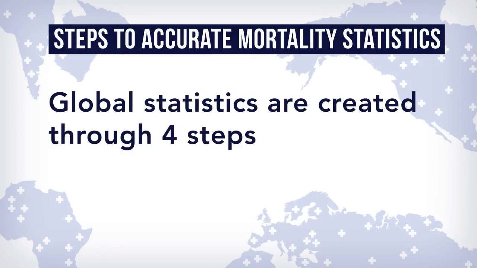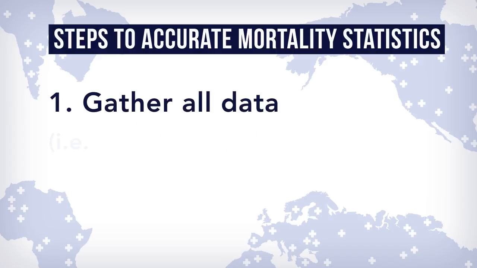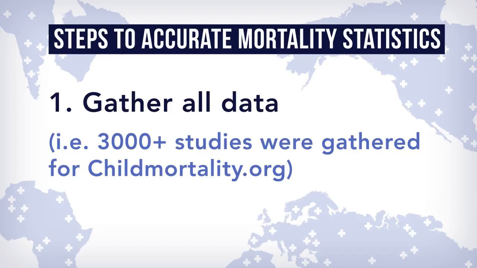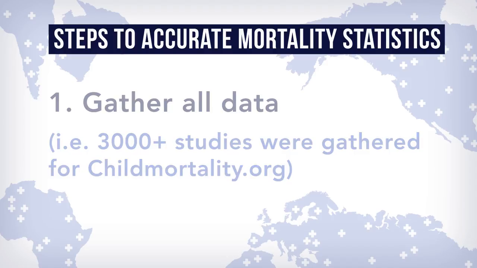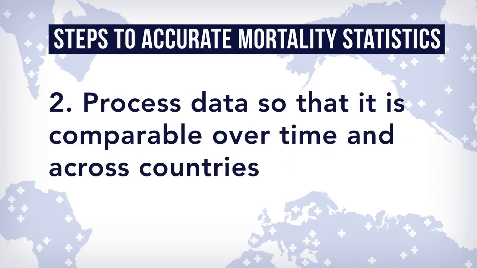Global statistics are created through typically 4 steps. The first one is to gather all the information, all the different sources of data. As an example, for childmortality.org, we gather over 3,000 studies. The second step is to make sure that all the data are comparable, and in this case to make sure for the definitions, for the different type of measures, that all of these different sources are harmonized.